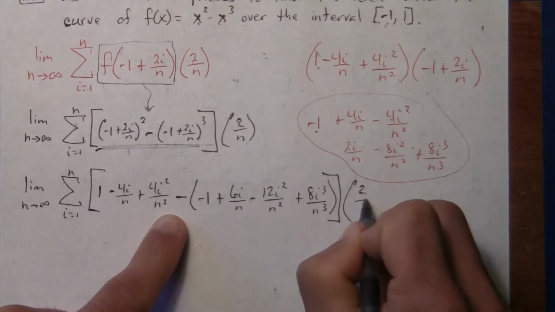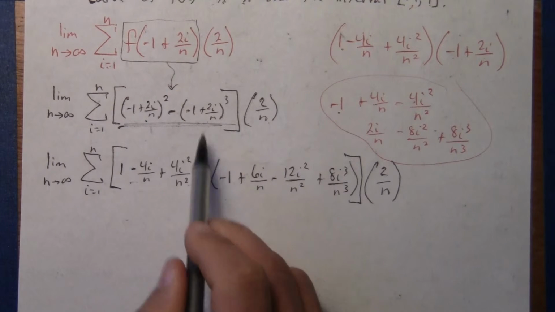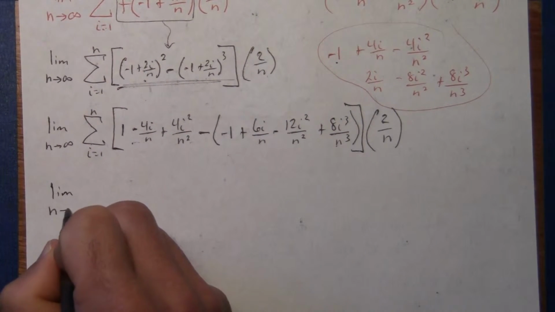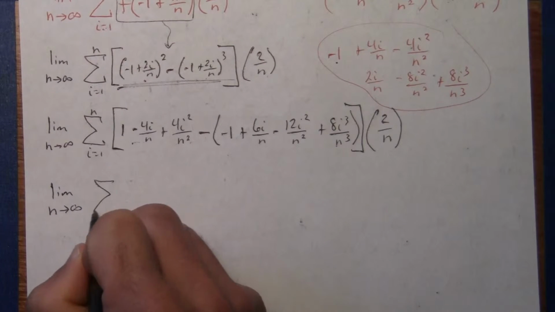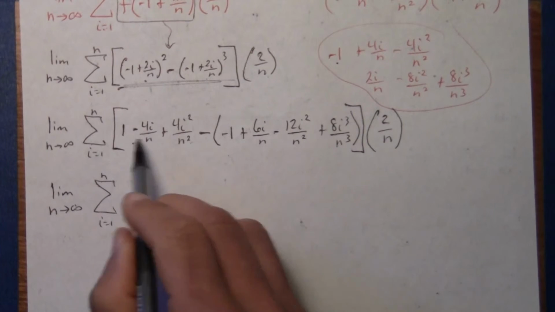And then I still have that 2 over n sitting out here. So there's FOILed it out, or squared. Here the thing is cubed. Now, before I distribute that 2 over n, I'm going to simplify one quick step here. I'm going to distribute the negative, and I'm going to combine like terms.